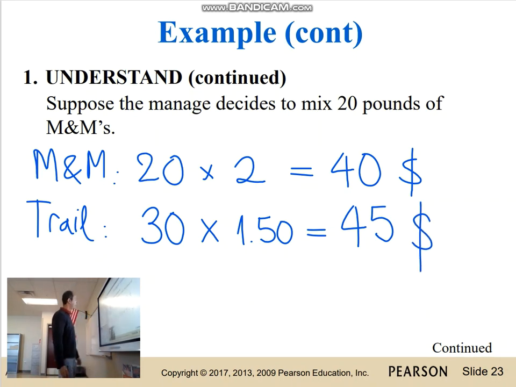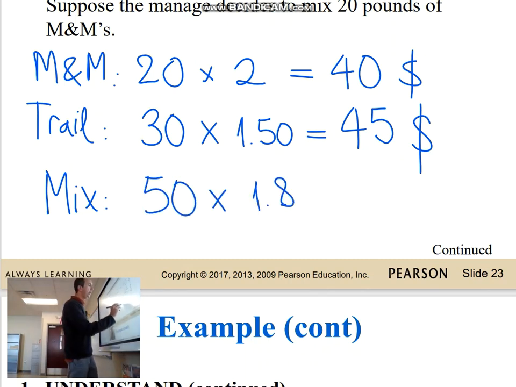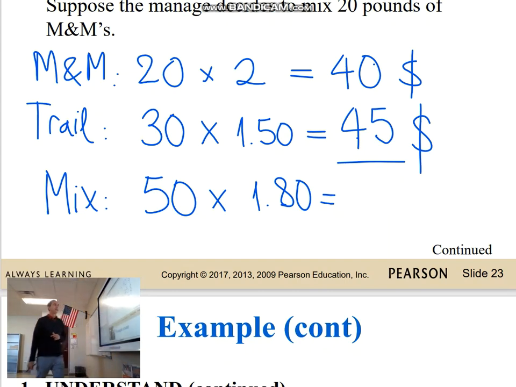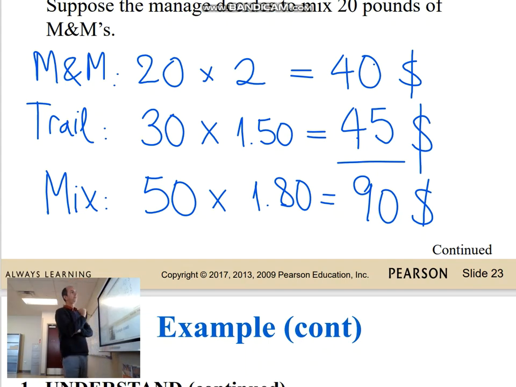The mixture we need is 50 pounds, and we need the price of the mixture to be $1.80 per pound. Let's check if 40 plus 45 is going to equal this number here. 50 times 1.80 is $90. That means, no, we have 40 plus 45, 85. That means this is wrong.